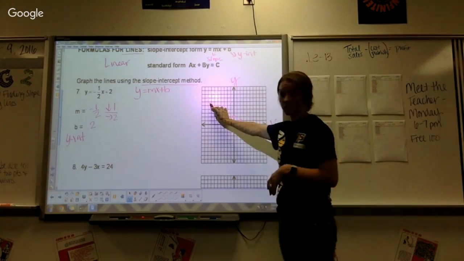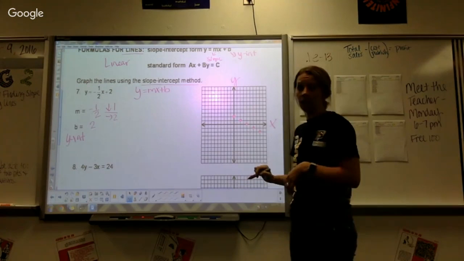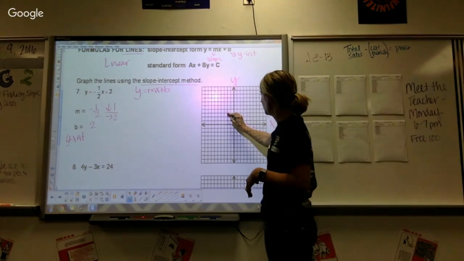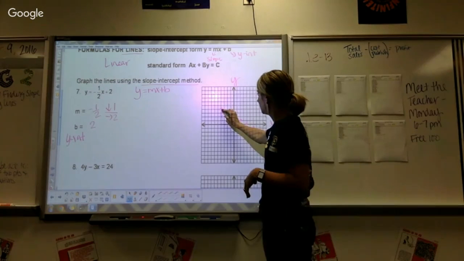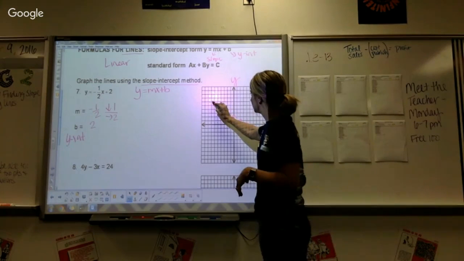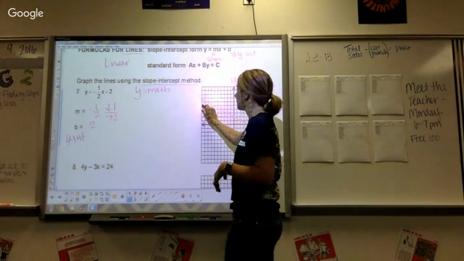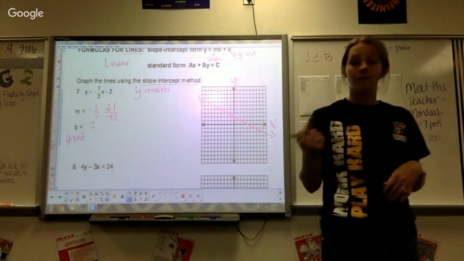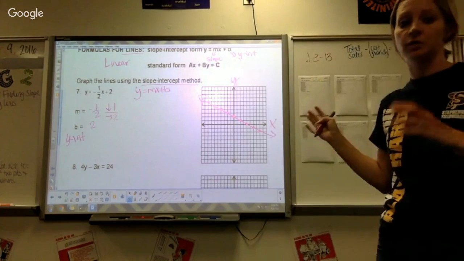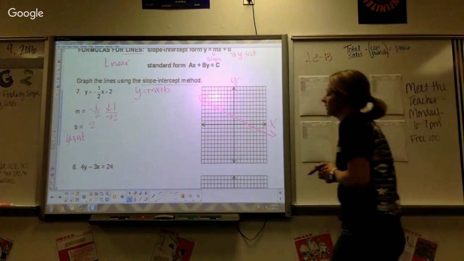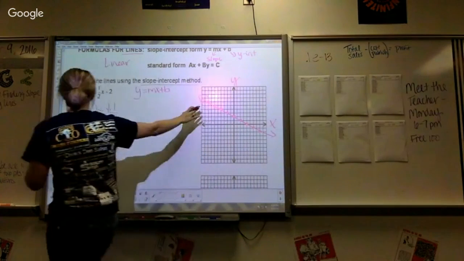To get the other half of your line, you would do the opposite. So up 1, left 2, up 1, left 2, and then you will connect your points. Now, on your line, you need to put arrows because it's continuous. We could keep plotting points if our graph was larger, okay? All right, so anytime you're graphing linear, you should see a line.